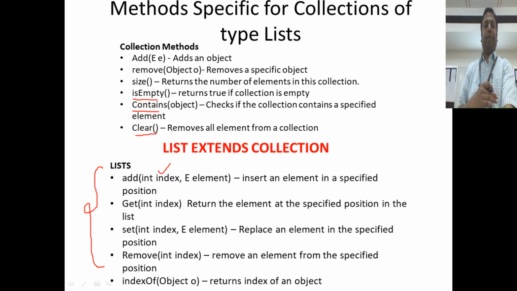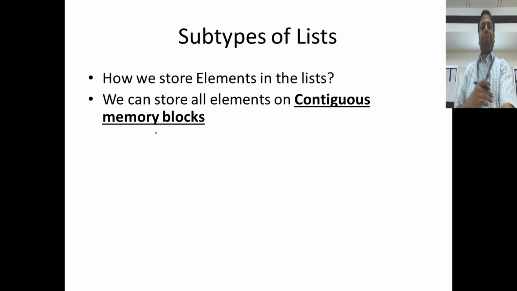Got it? I told you, lists store elements in an order and they can allow duplicate elements. But even lists have some subtypes. These subtypes are based on how you store the elements in your list.